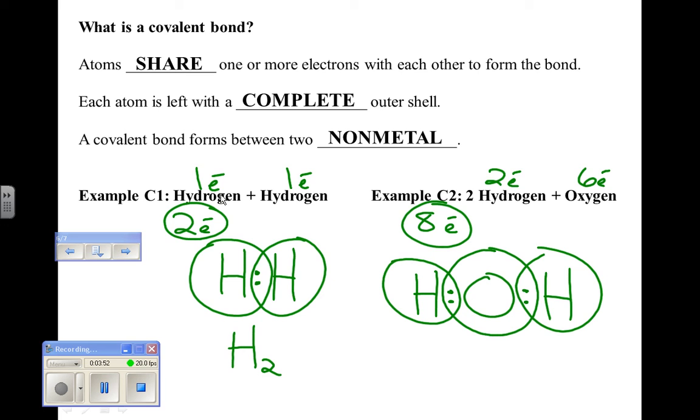How many did I already use in my picture? I've already used 4, so I have 4 left. So what can I do with those 4 left that would also make oxygen happy? Because these 2 hydrogens are happy. They're full. They got their 2 now. So what do I do with the 4 that I have left that would give oxygen its 8 and make it happy also? Samantha? Make what again? I have 4 dots. What should I do with the 4 dots that would also make oxygen happy?